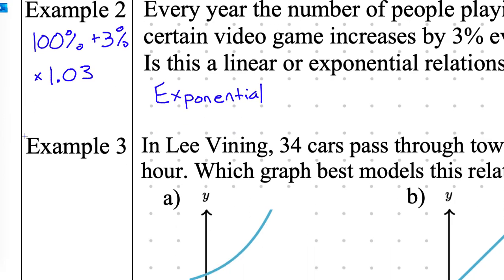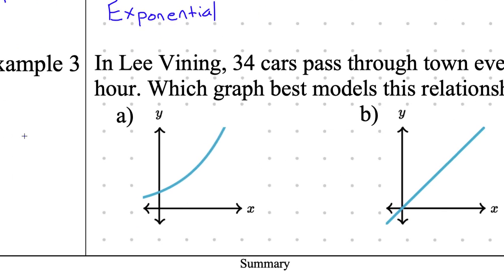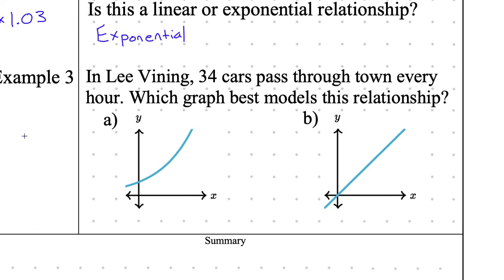And then example number 3, I need someone to read and answer at the same time. Who's got this one? Esha, go for it. Okay. In Lee Binding, 34 cars pass through town every hour. Which graph best models this relationship? And which one would you choose? I would choose B because it's the same number every hour. Every hour, and B is what type of function? Linear. Well done. That is the correct answer. And that concludes Notes A-1.